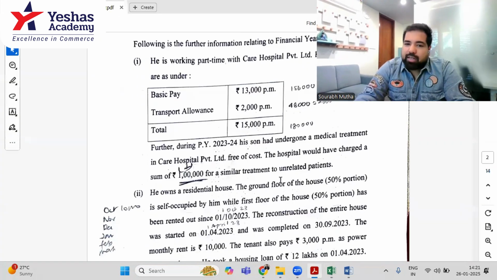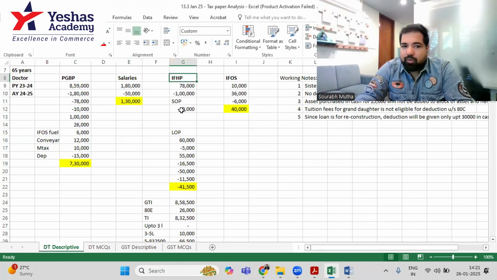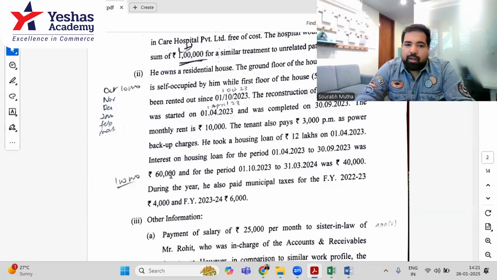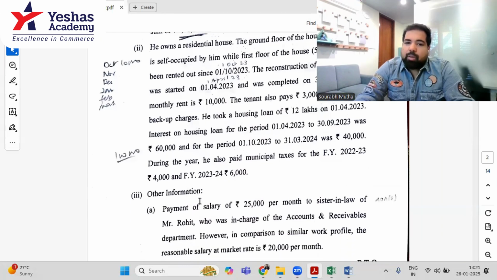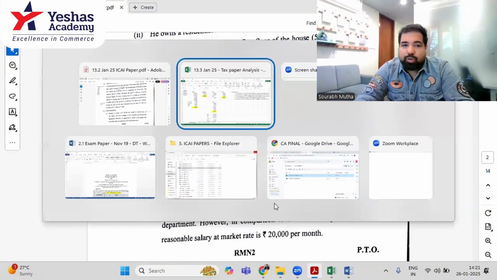Next, moving ahead, he owns a residential house. So this is from IFHP. We'll go there in some time from now, not right now. So the second point remains completely undone. Other information. Payment of salary of 25,000 to sister-in-law. This is the same question. I'm going to show you the question now.